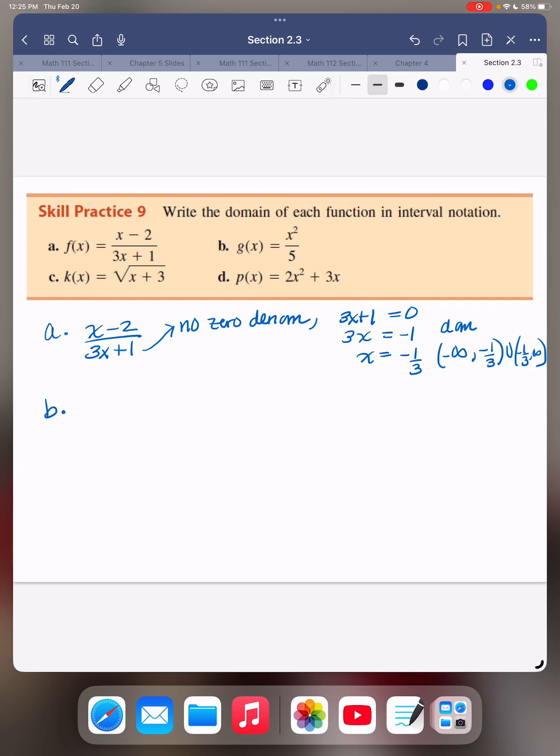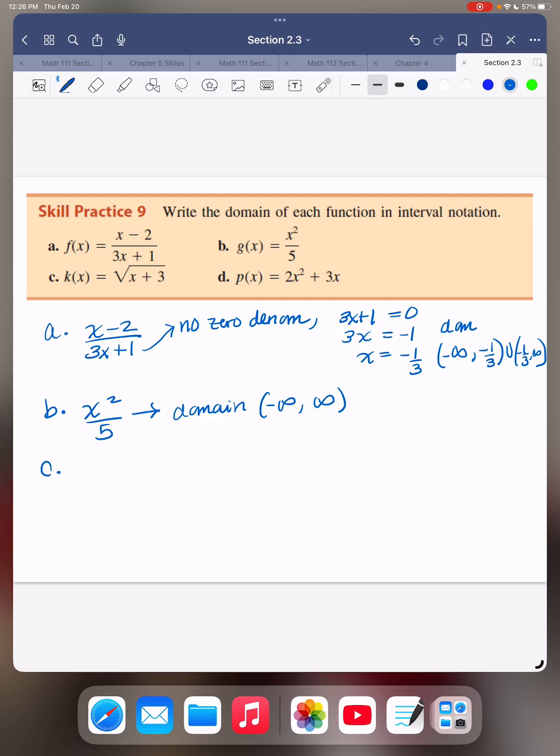Now B does not pose any threat because with B, all I have in the denominator is a 5. It'll always be 5, and this is not going to cause an issue by any means. So our domain here is actually just all real numbers. So negative infinity to infinity.